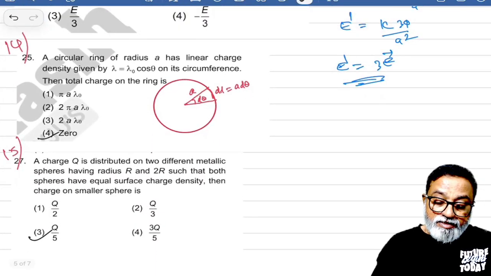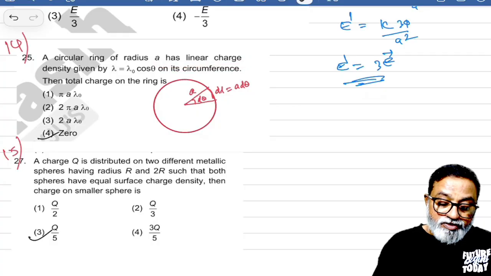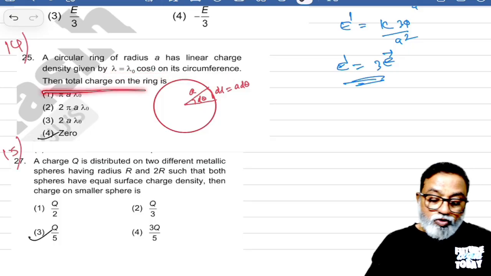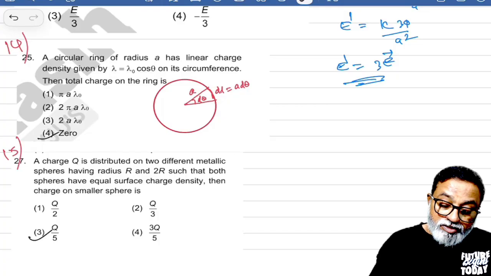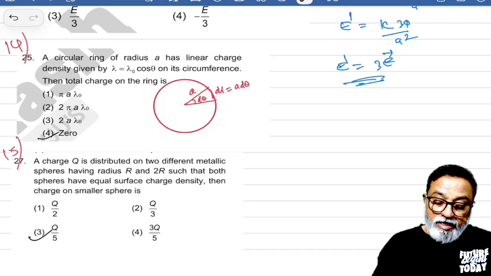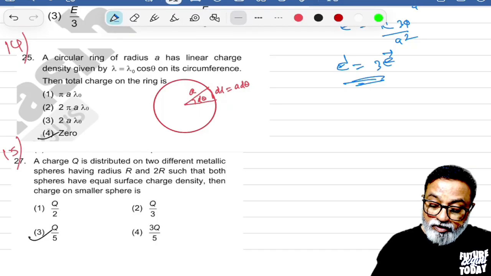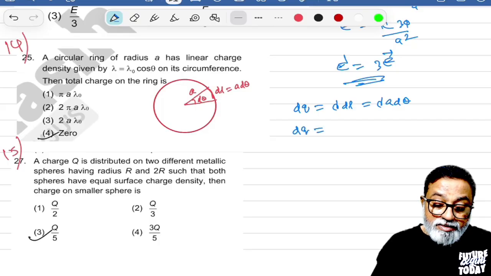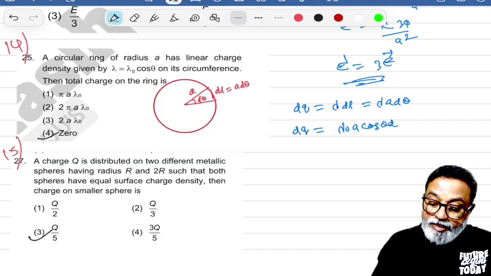The circular ring of radius A has a linear charge density lambda equal to lambda naught cos theta on its circumference. Then the total charge on the ring is... If you consider a small element dl, this dl is nothing but A d theta. Therefore dl is equal to A d theta. If this has charge dq, then dq is equal to lambda into dl, that is lambda into A d theta. Therefore dq is equal to lambda naught A cos theta d theta.